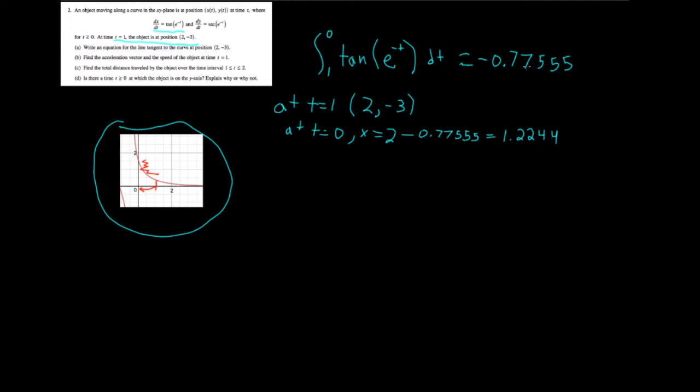So we do 2 minus 0.77555, and that gives us 1.2244, which is not negative, which means that at any time greater than 0, x will not be equal to 0. So that means we are all good.